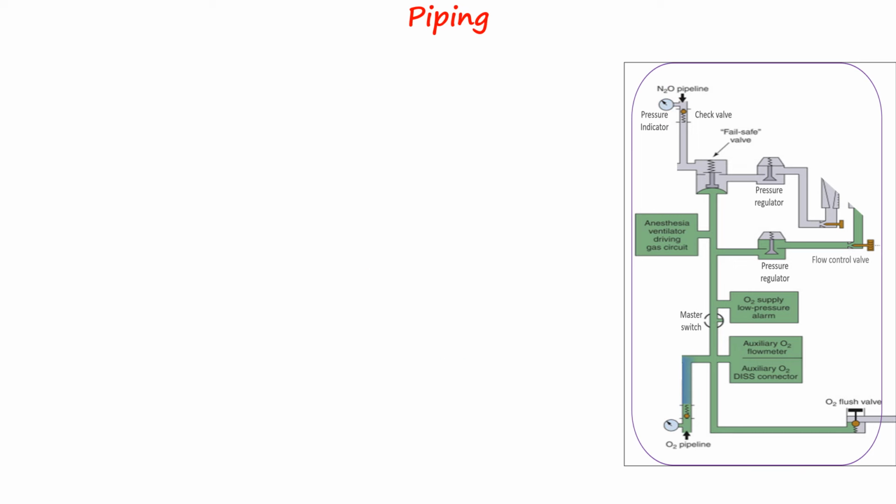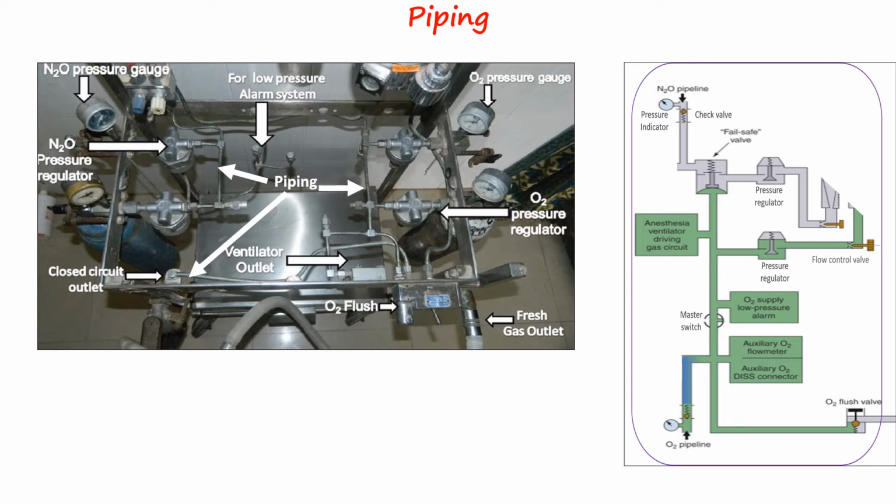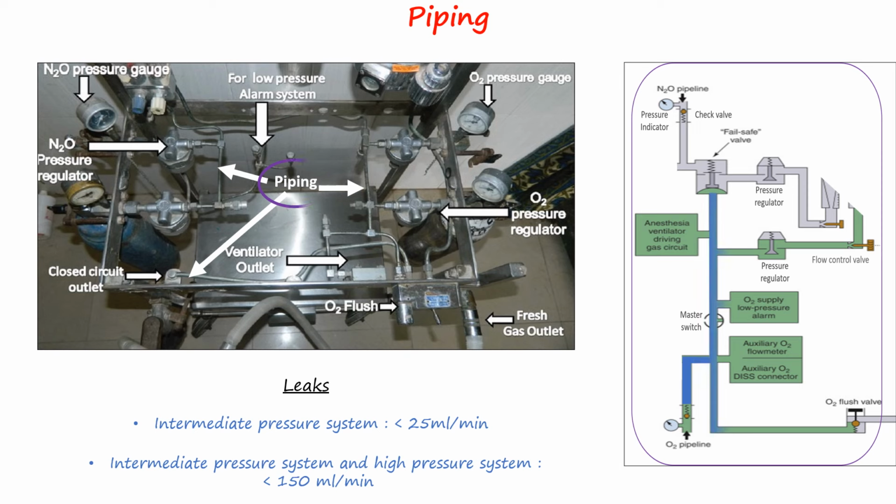Piping are pipes used to connect components inside the machine. It must be able to withstand 4 times the intended service pressure. Leaks between the pipeline inlet or cylinder pressure reducing system and the flow control valve should not exceed 25 liters per minute. If the yoke and the pressure reducing system is included, the leakage may not exceed 150 liters per minute.